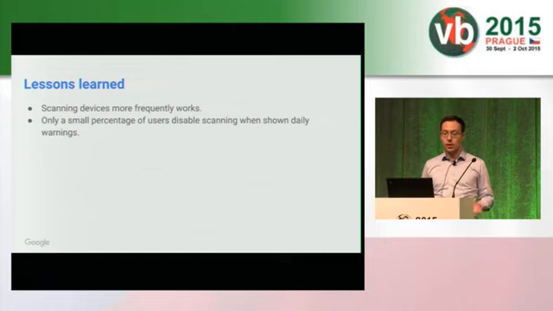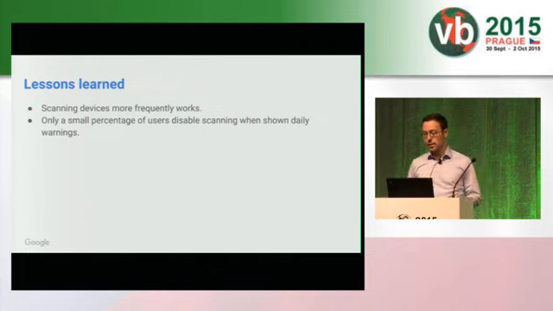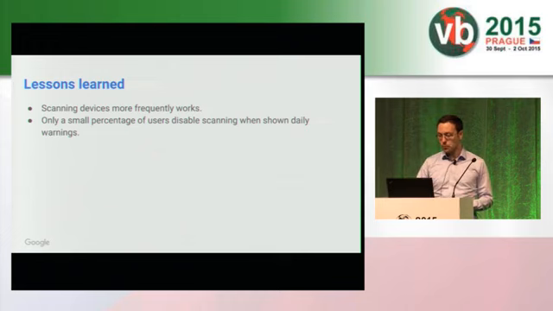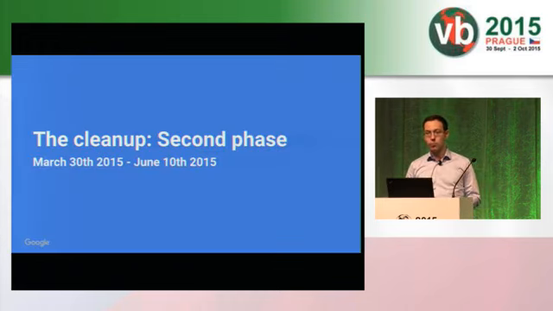So first lessons we learned, scanning more devices more frequently works. If we warn users once a day, those people that will agree to uninstall the application will more likely to do it. And only a small percentage of users really disabled all the warnings. And that's good. And so we could move into the second phase.